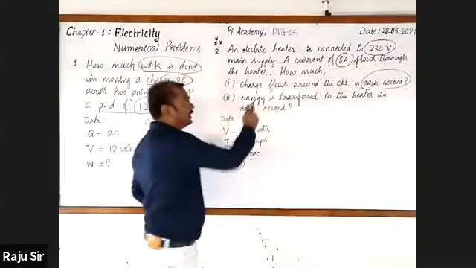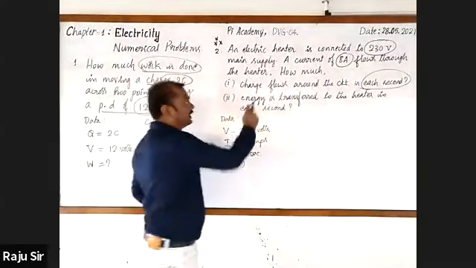Similarly, the second sub question: energy is transferred to the heater in each second. Could you tell what is the second term which is going to be found out? Work done. The amount of work done by the heater in each second. So you are going to find out W.